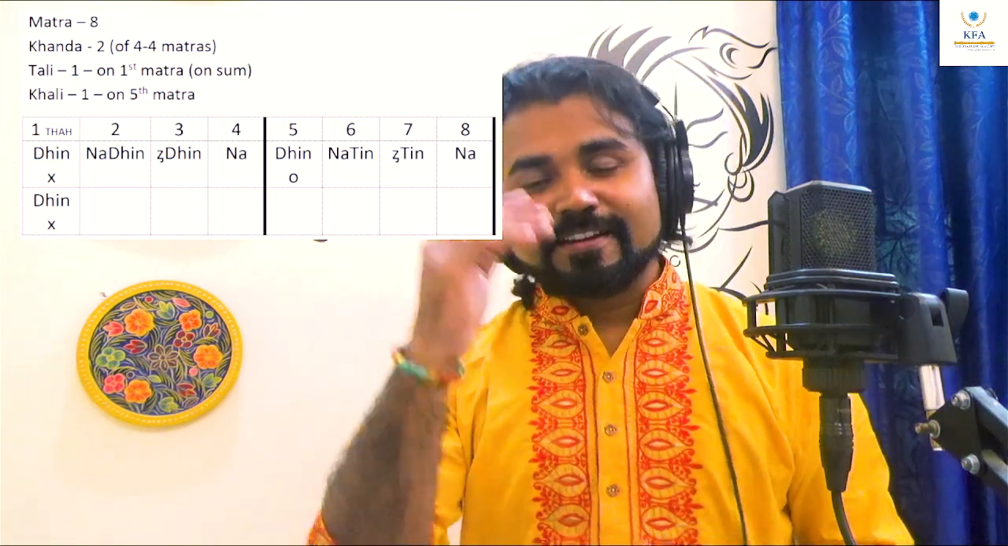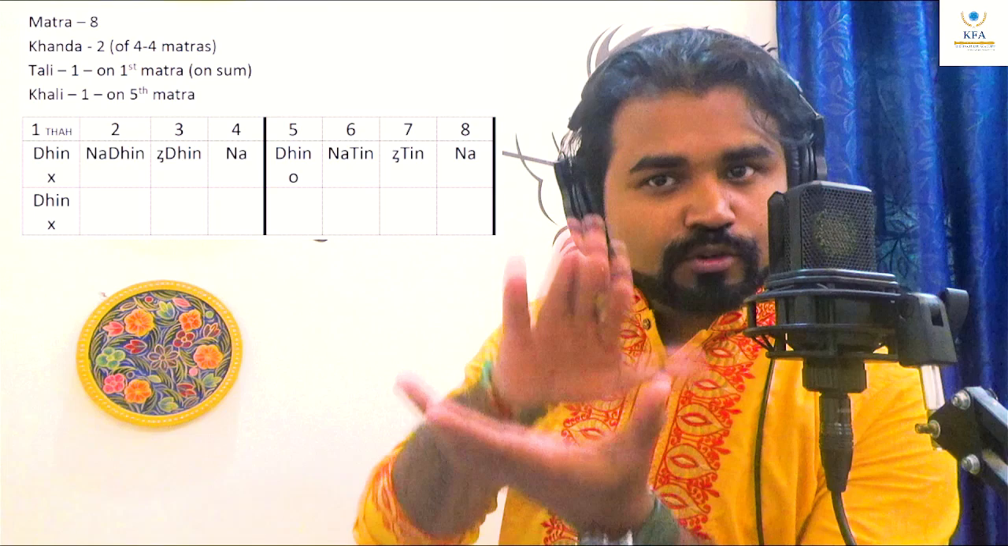It is dhin, dhin, tin, dhin, tin, dhin, tin. This you need to find first. What is dhin? What is tin? Meaning, where is the shom? Where is the fak?